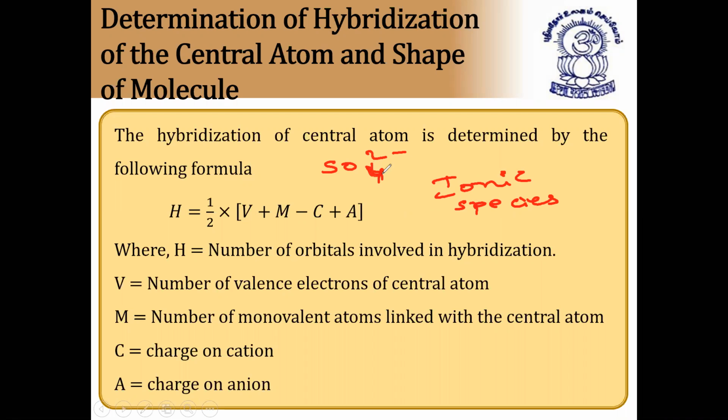So how to find hybridization for SO4 2 minus? Hybridization H is equal to 1 by 2 into number of valence electrons, that is, number of orbitals involved in hybridization. The number of valence electrons of the central atom sulfur is 6. And number of monovalent atoms linked with the central atom: here, 4 oxygen atoms are linked with sulfur, but oxygen is not monovalent, so minus 0. Plus number of cations, there are no cations, so plus 0.